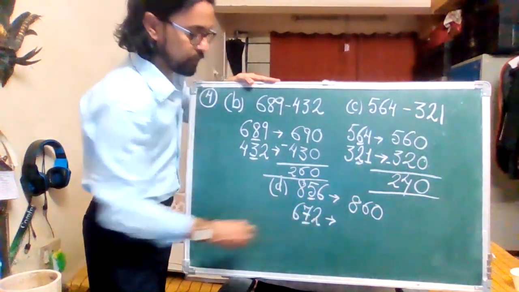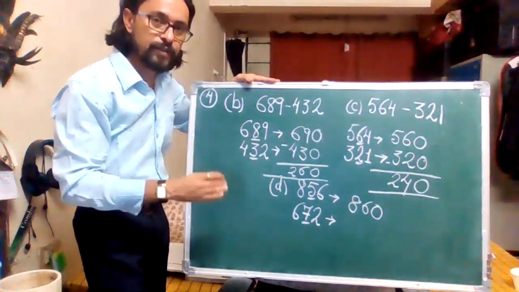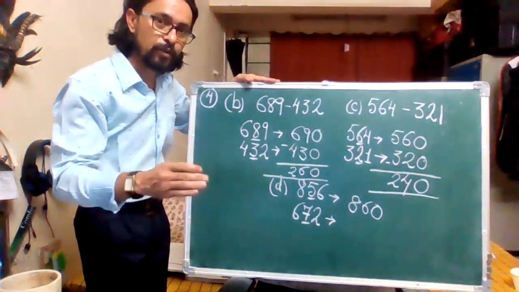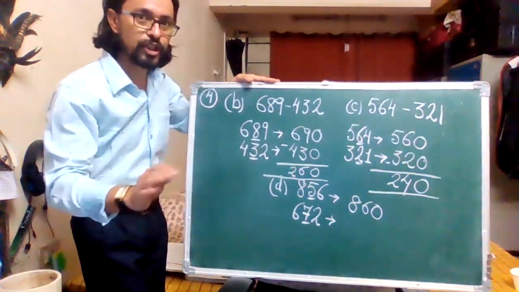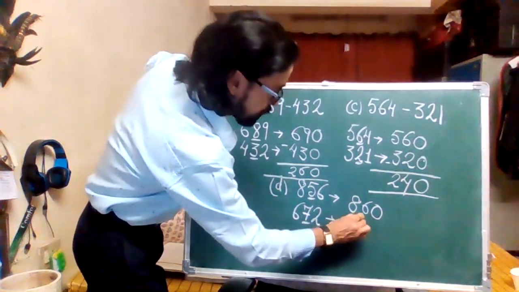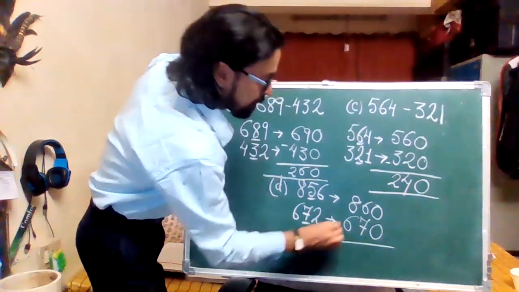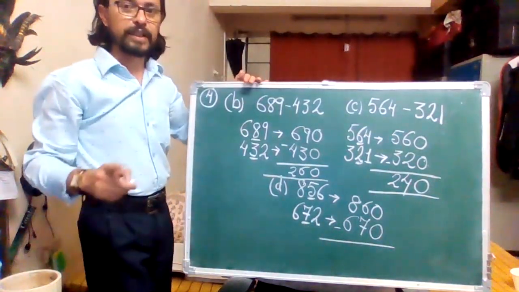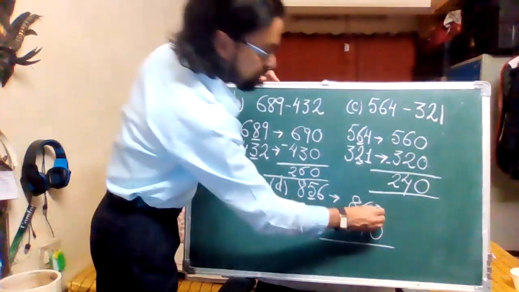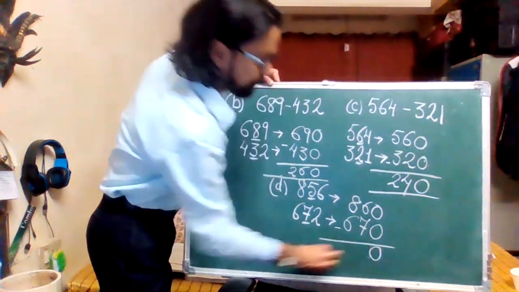After 7 is 2. So this falls in the first category, 0, 1, 2, 3, 4. So this 7 does not change. The 7 remains 7. So 6, 7, but 2 becomes 0. Remember, you're subtracting because you're finding the difference. 0 take away 0 is 0.